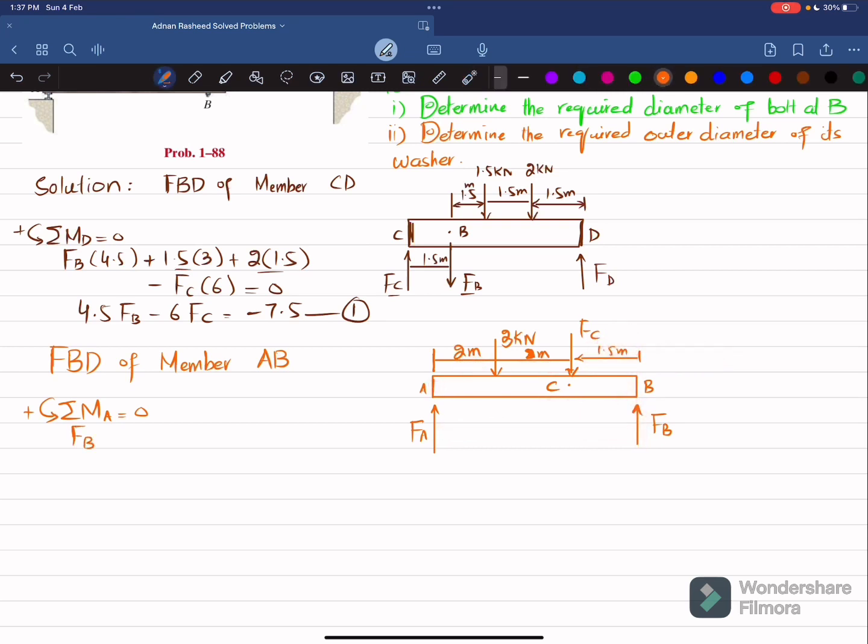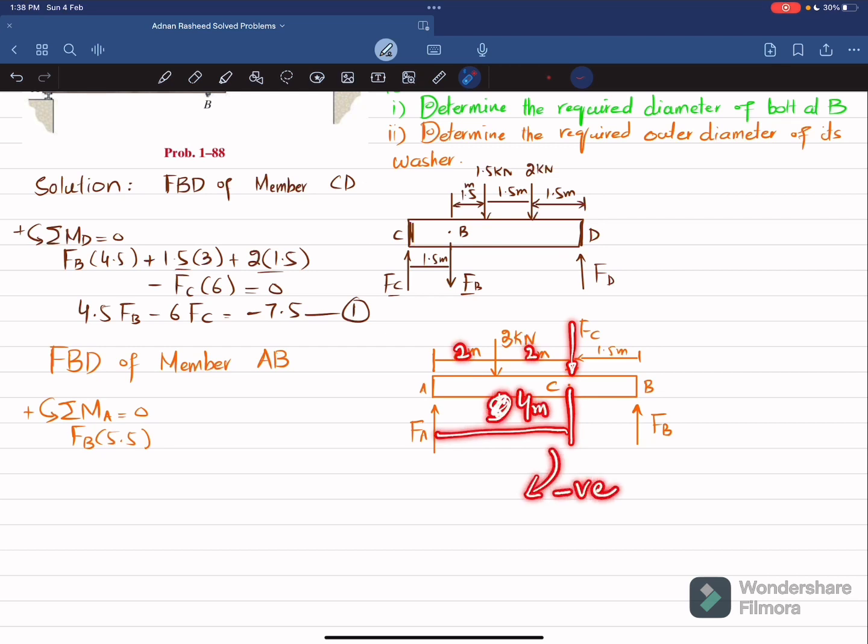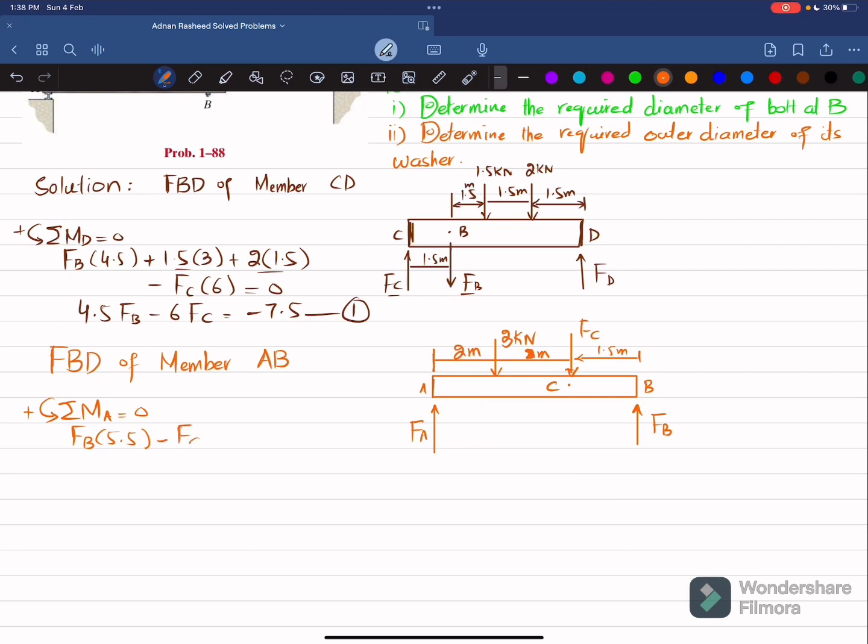So I will write FB into 5.5. Clear? The second moment that is produced due to this FC, and the perpendicular distance is 4. This is 2 and this is 2. So it will be 4 meter, and it is producing clockwise moment, so it will be negative. So I will write minus FC multiplied by 4.